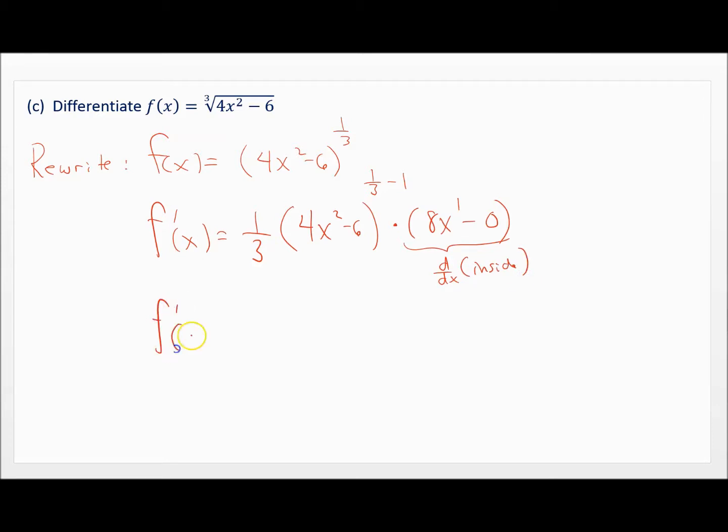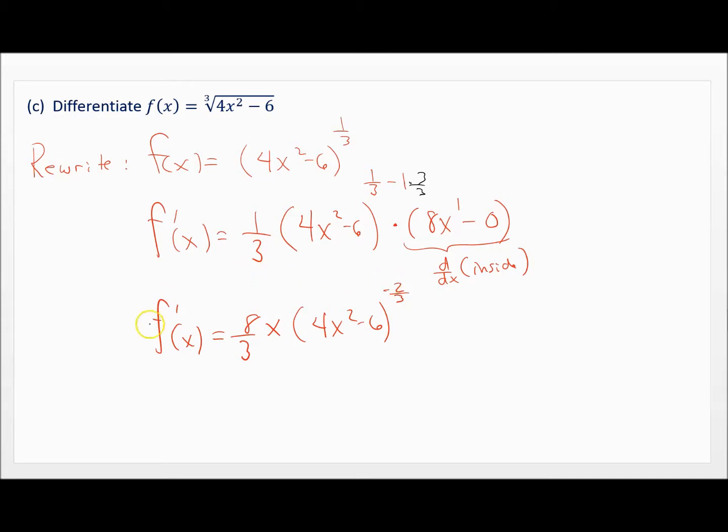So I have f primed of x. And here's what I'm going to do. I'm going to multiply the 1/3 times the 8x. That's going to give me 8/3 x, or 8x over 3. And then I'm going to rewrite 4x squared minus 6 and simplify that exponent. We know 1/3 minus 1. If it helps, I could say that's 1/3 minus 3/3 when I find a common denominator. So it's going to give me an exponent of negative 2/3.